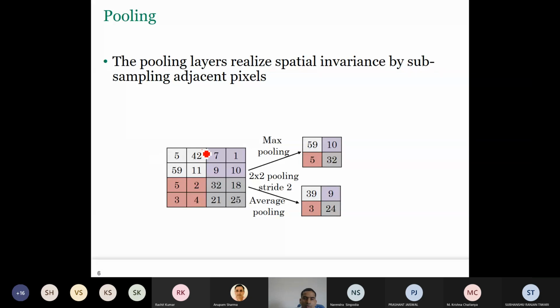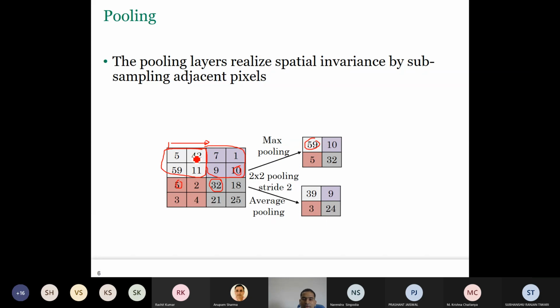For example, here we have a 2 into 2 filter with a stride of 2. With the 2 into 2 filter, first I apply it here and find the maximum value. That's called maximum pooling. This is the maximum value here, here, here, and here. So it is 2 into 2 pooling with a stride of 2. Why a stride of 2? Because originally my filter was here, then it shifted right by 2.